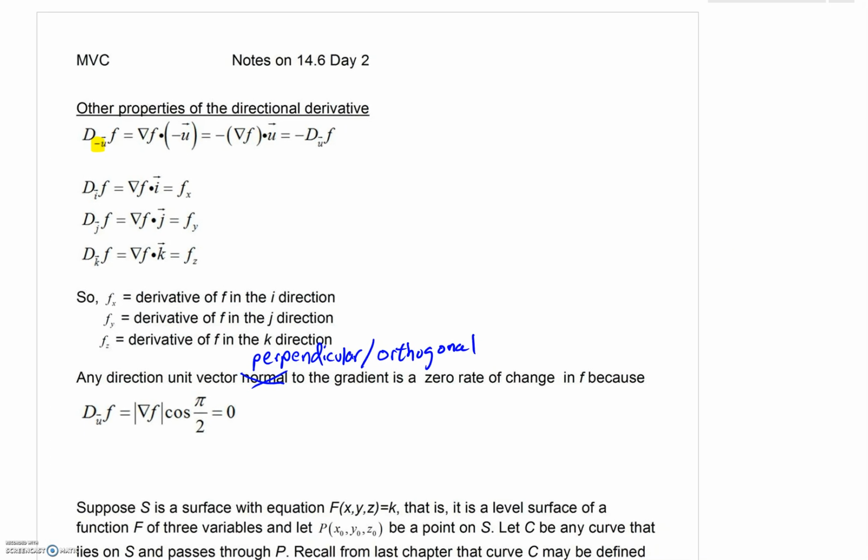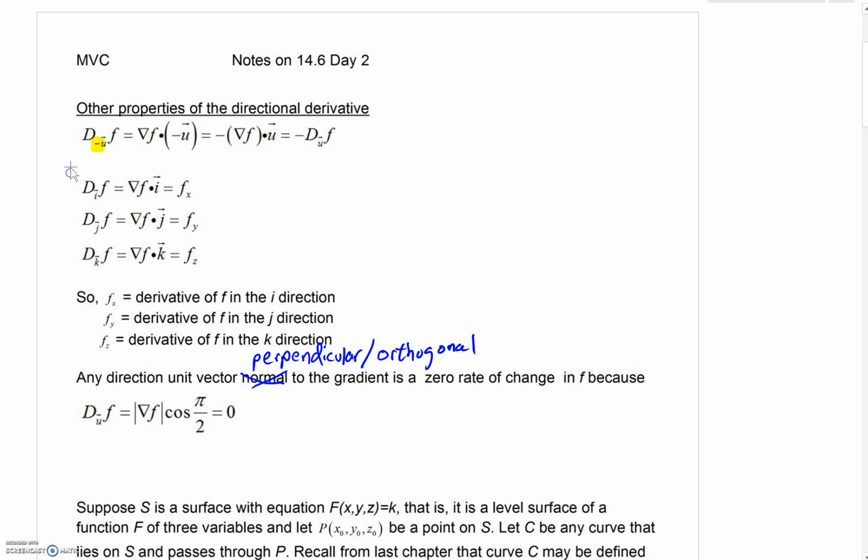First of all, take a look at this directional derivative, so to speak. If you were to take the derivative in the opposite direction of a vector u, a unit vector, you can more or less see that the negative, because of the dot product, could come out in front, and it would just be the opposite of the directional derivative in the direction of vector u.